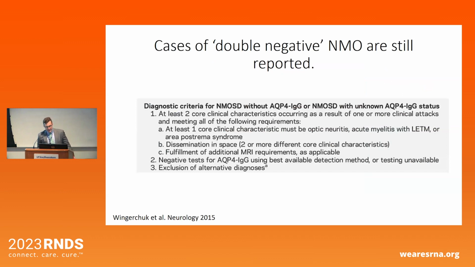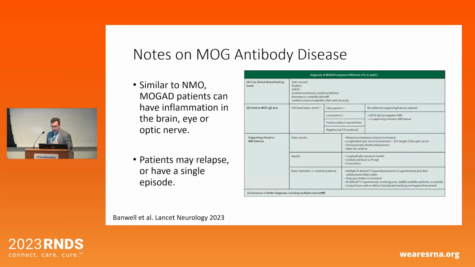And that highlights this here. These patients have to have two characteristics in different parts of the nervous system, and they have to have at least one of those core features, and either the testing is unavailable or the testing for aquaporin-4 was negative, and it has to be done using reliable methods.